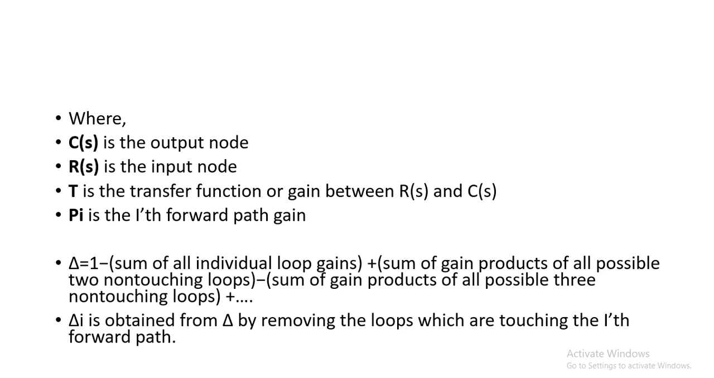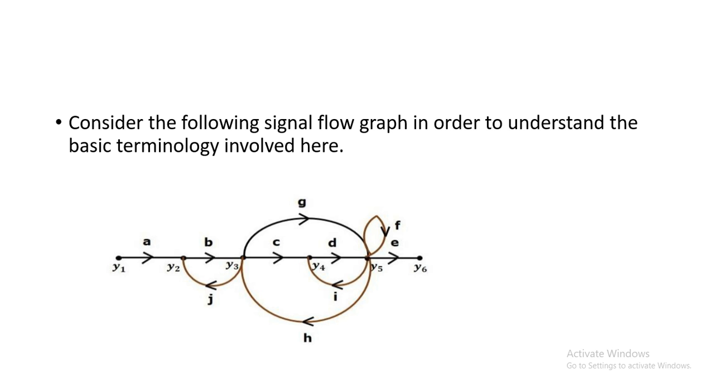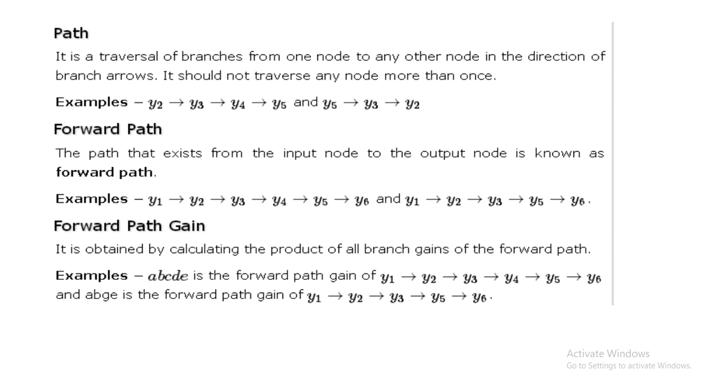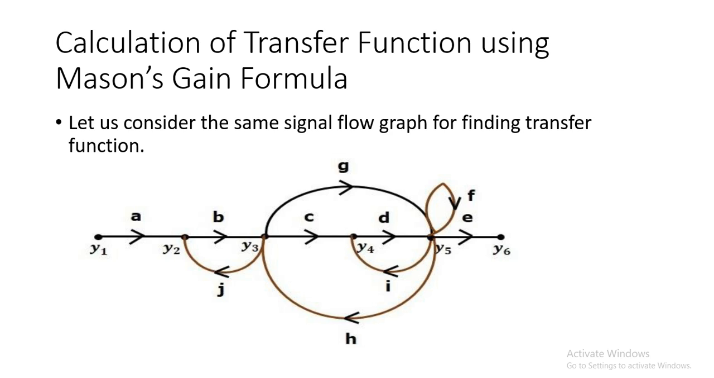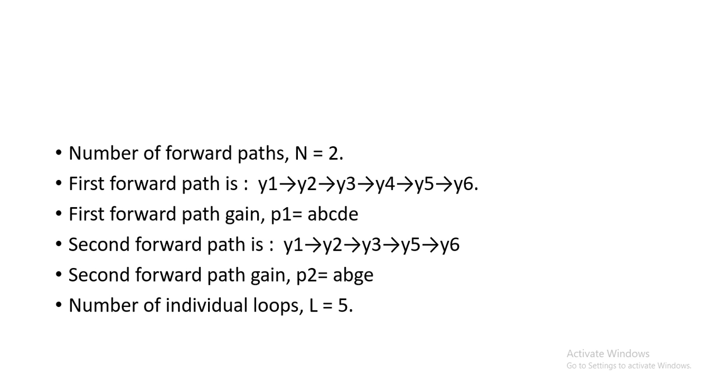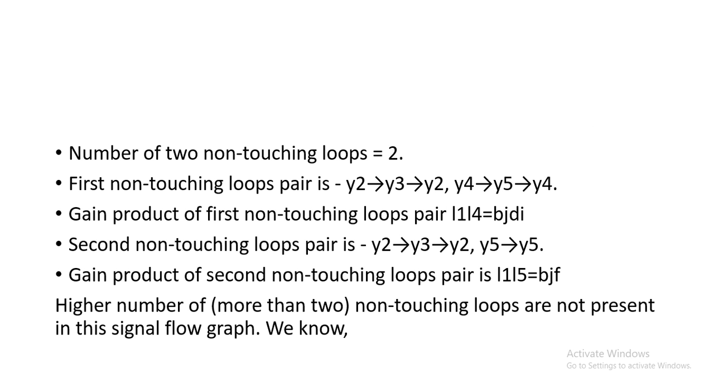Okay, so let us complete that example. We have seen this example. After that, we have seen what we mean by forward path, then what we mean by path gain, forward path gain, that we have seen. What we mean by loop, that we have seen: the path that starts from one node and ends at the same node can be called a loop. So just to go through this again, we started with the example, then we calculated the number of forward paths, then their gains. Then we have seen the number of non-touching loops, the first non-touching pair, the gain product of the first non-touching loop. These things we have calculated.